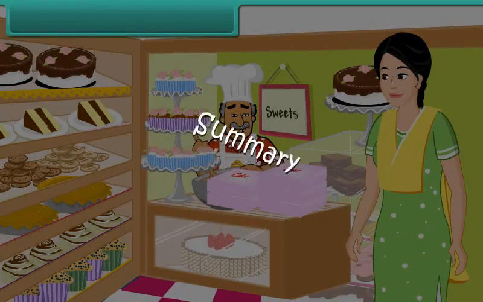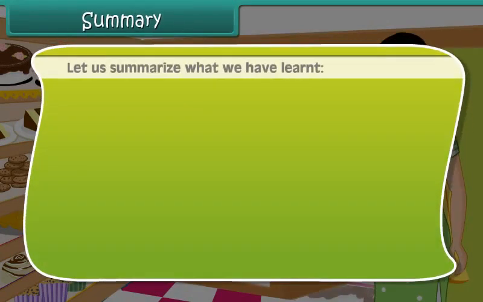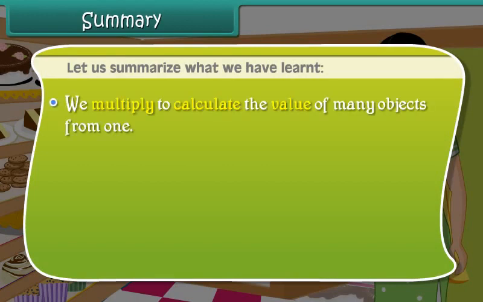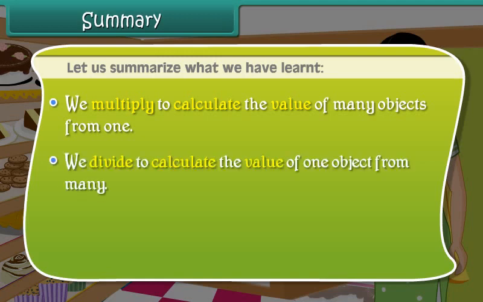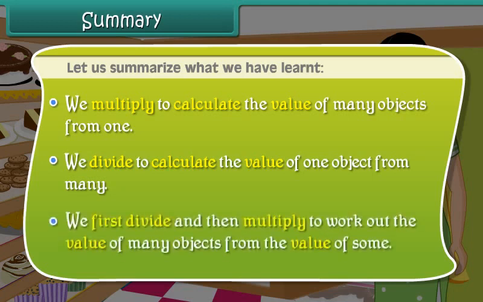Summary. Let us summarize what we have learnt. We multiply to calculate the value of many objects from 1. We multiply to calculate the value of many objects from 1. We first divide and then multiply to work out the value of many objects from the value of some.